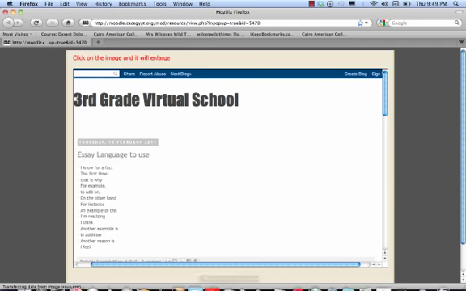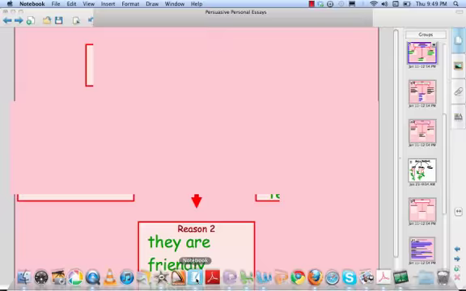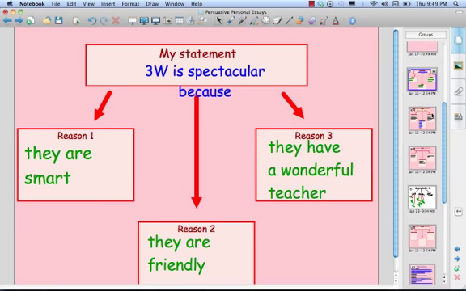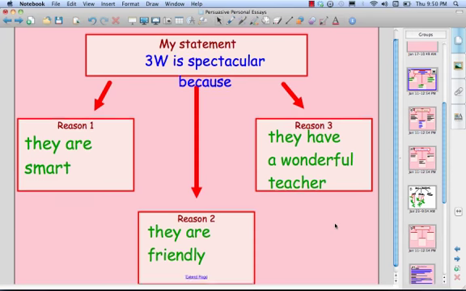Now I'm going to take you through the piece of writing that I actually did with my class 3W a while ago. This was the example that we came up with all together to help us to write our own personal narratives. Now, the statement that we came up with together is that 3W is spectacular. And 3W came up with 3 reasons.